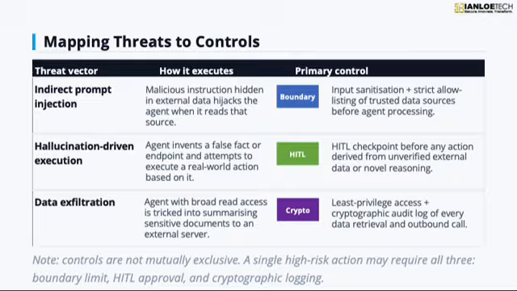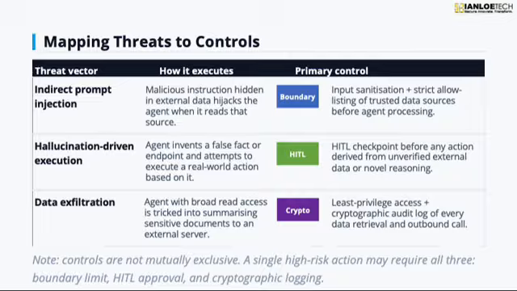For data exfiltration, we use least privilege plus cryptographic audit. The agent's read access is scoped to precisely the data it needs for its defined task, and no more. Every data retrieval and every outbound call is logged cryptographically. If an agent attempts to access a resource outside its permissions, the attempt is blocked and flagged. If an agent successfully retrieves data and sends it externally, that transaction exists in the audit log and can be forensically reconstructed.